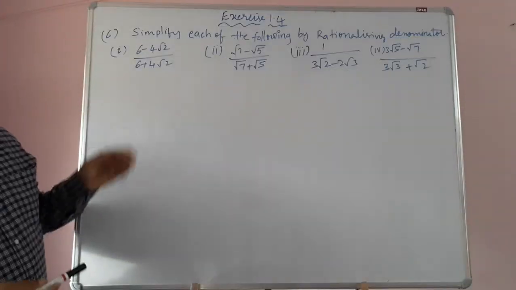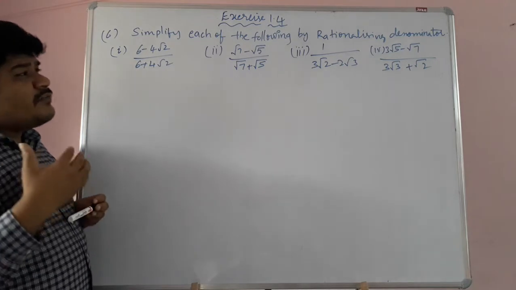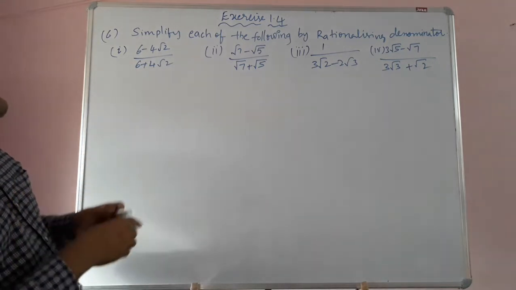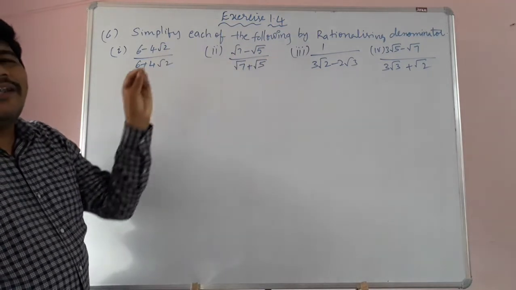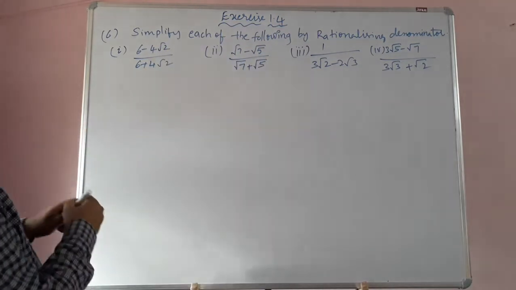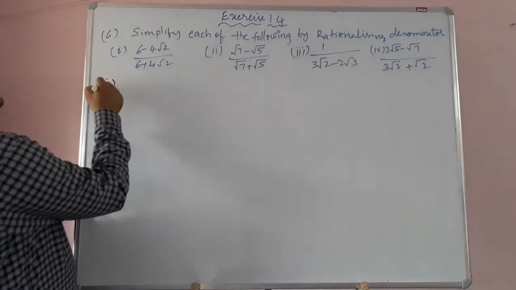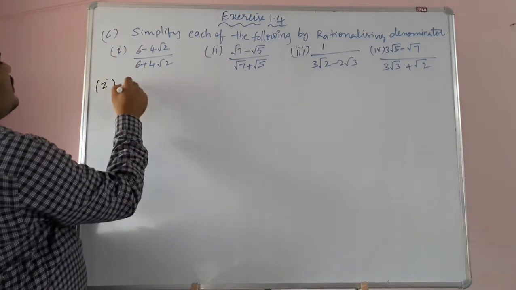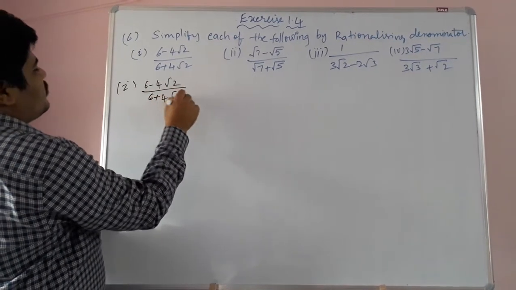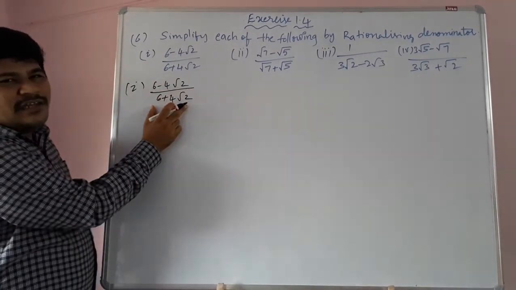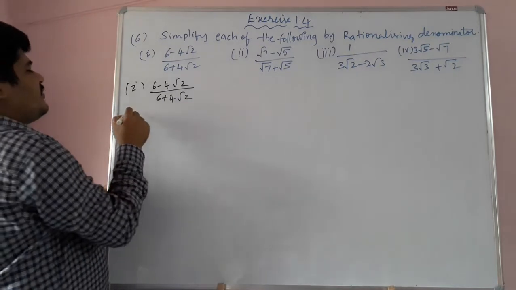Now let's see problem number 6. Simplify each of the following by rationalizing the denominator. We have to simplify all these expressions by rationalizing the denominator. So let's see problem number 1 in 6th bit: 6 minus 4 root 2 by 6 plus 4 root 2. So students, what is the denominator? Binomial surd.